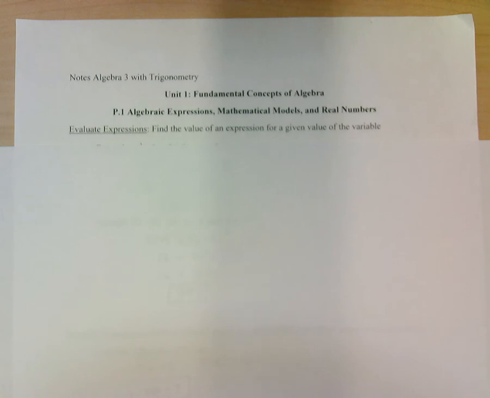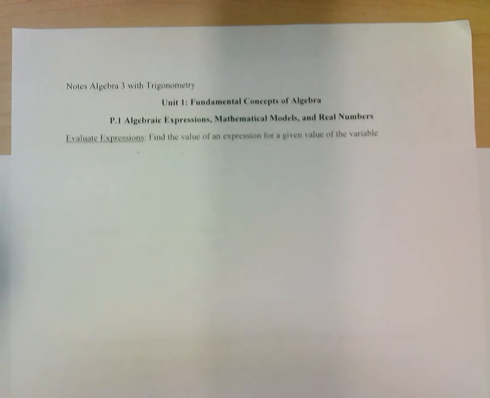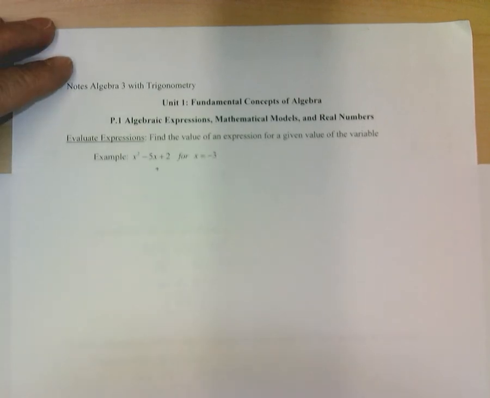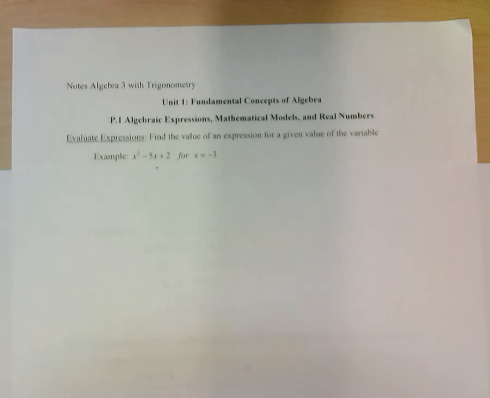The first thing I want you to be able to do is evaluate an expression. Evaluating the expression is you're just putting a number or another expression into a variable. So my first example, I have the expression x squared minus 5x plus 2. And I just want to evaluate it for x equals negative 3.